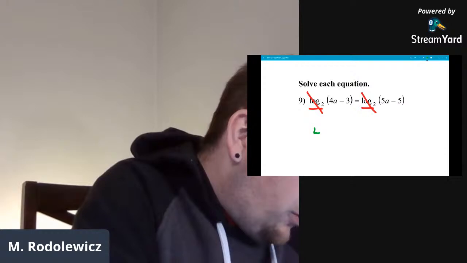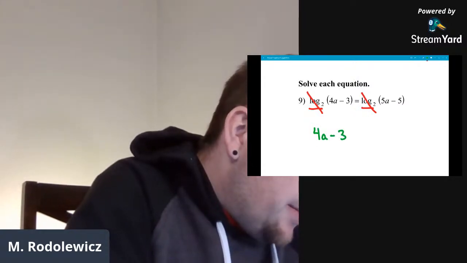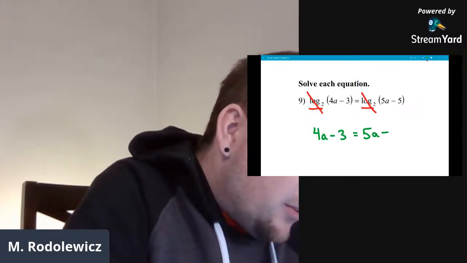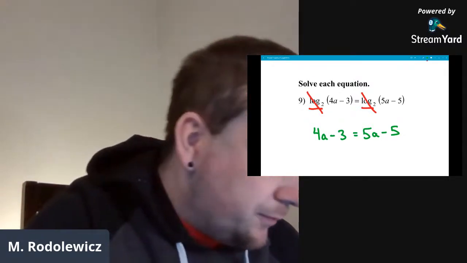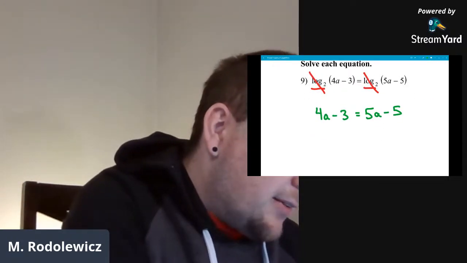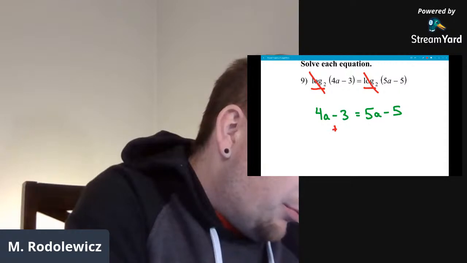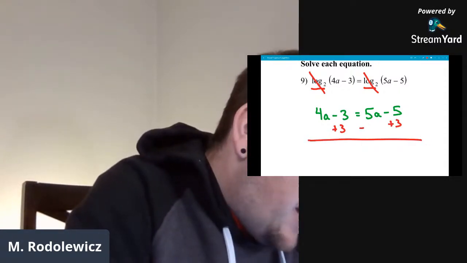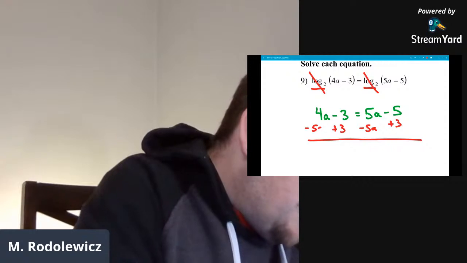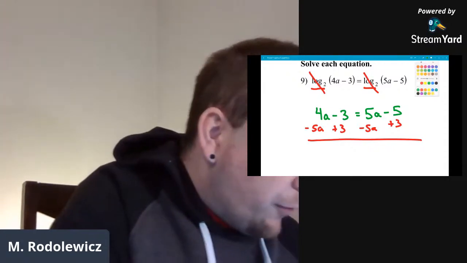So we have 4a minus 3 equals 5a minus 5. Oh my gosh, this is middle school algebra. I'm going to add 3 to both sides. At the same time, I'll subtract 5a just to make life a little bit quicker for myself.